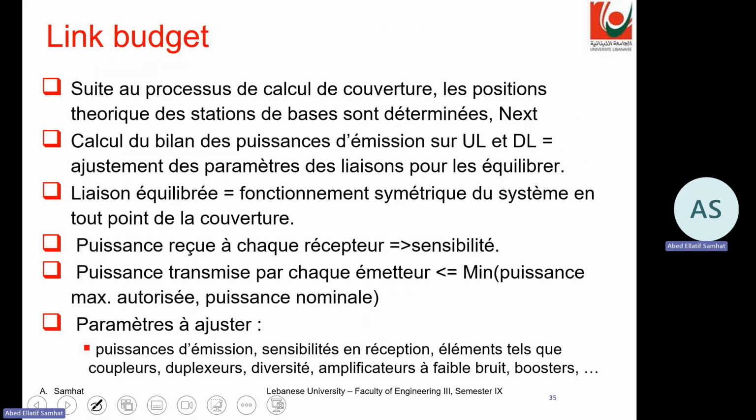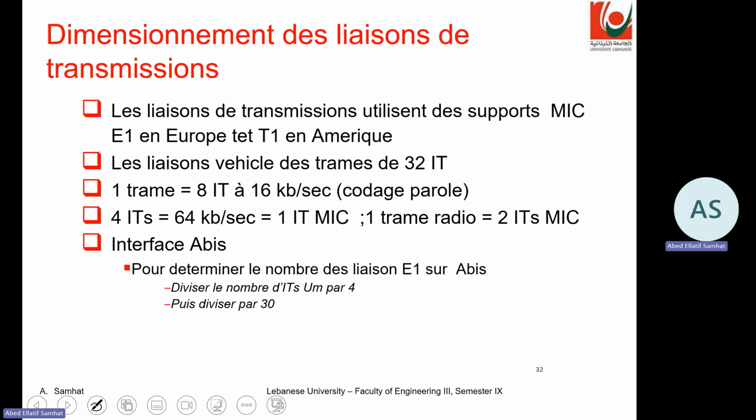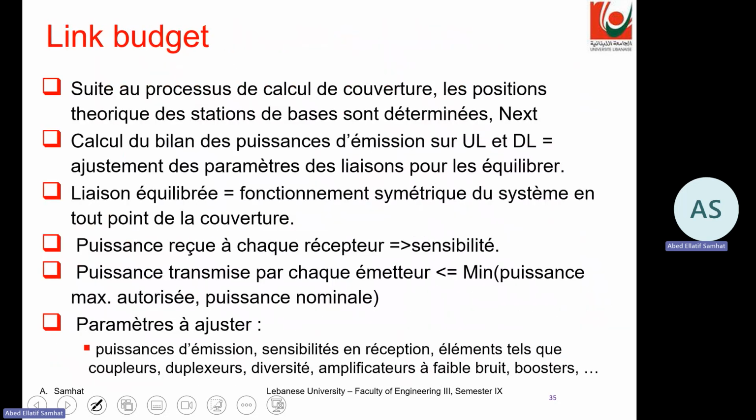So let's continue. We already presented the dimensioning, and now we will start the link budget, and it's also one of the important parts regarding dimensioning and planning. The link budget is very important in order to study the coverage of the cell, okay? Because it should be clear that any user, even at the border of the cell, will be able to receive the signal from the base station and to send the signal to the base station.